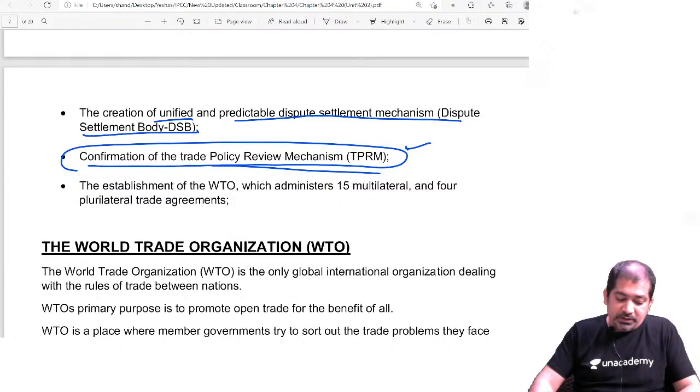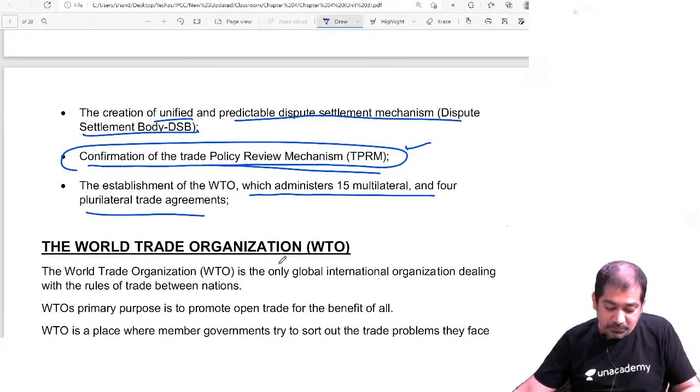The establishment of the WTO, which administers 15 multilateral and 4 plurilateral agreements. Even if you ignore this point, that doesn't matter. Now come to the WTO. You'll see the fun part now.